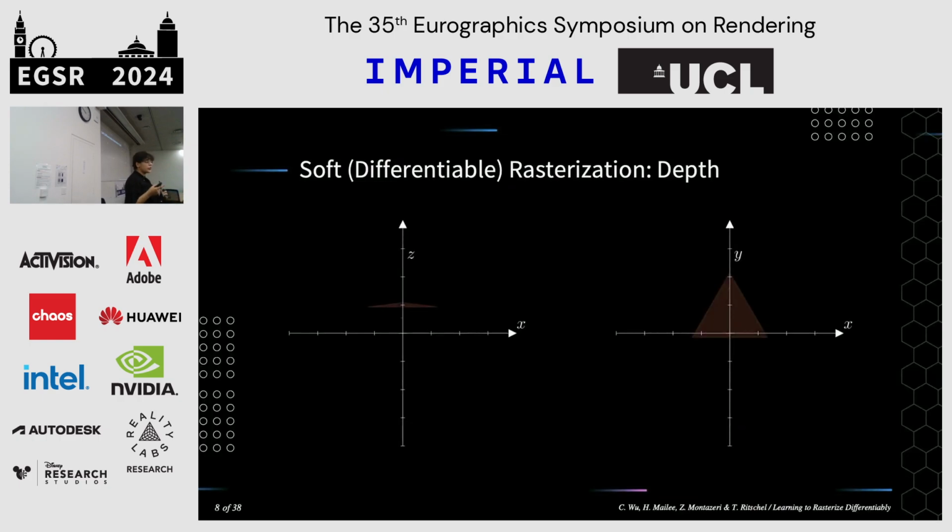In this case, also for the occlusion part, the visibility of the triangle will be determined continuously based on their depth and their closeness to the camera. So the closer a triangle is to the camera, the higher probability it has of being visible.